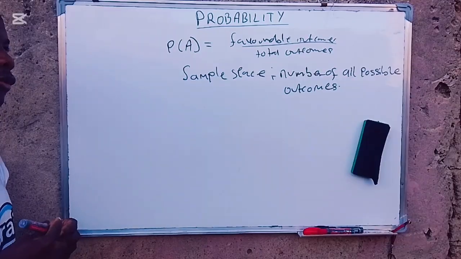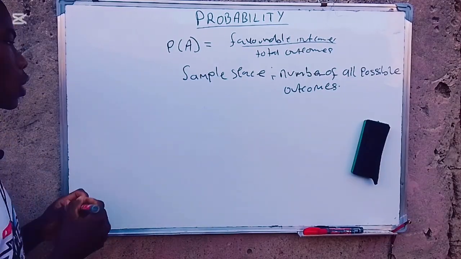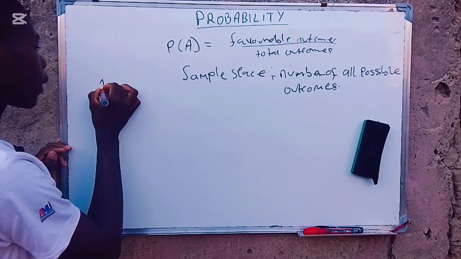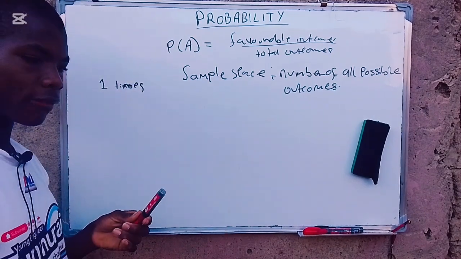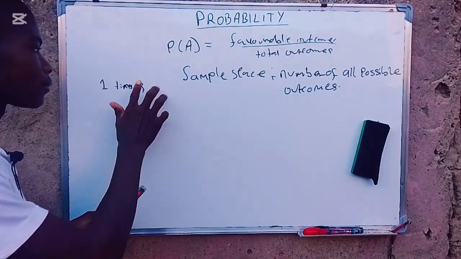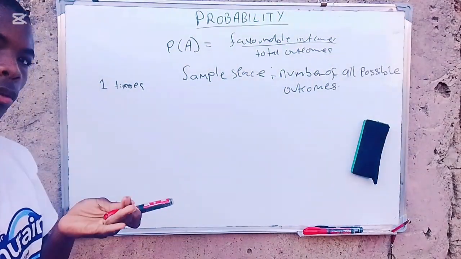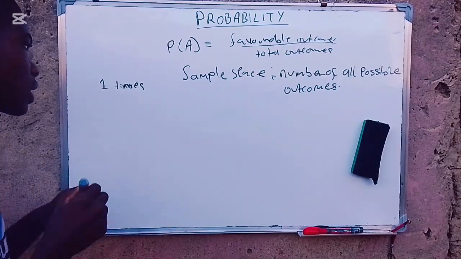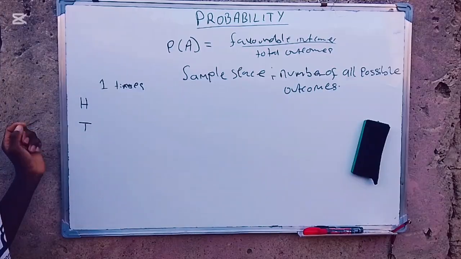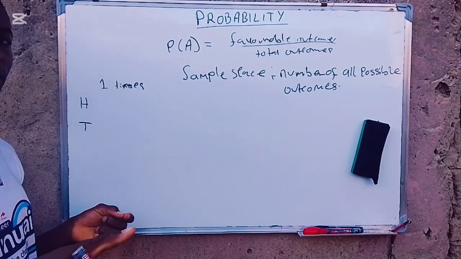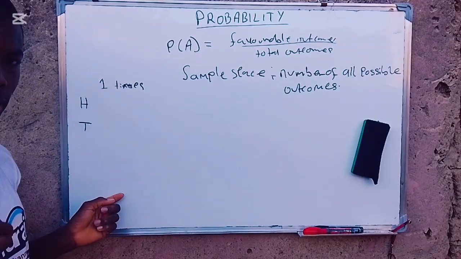So let's say, suppose for example, we are given a coin. We know a coin. Suppose a coin is flipped one time. If we flip a coin one time, we are going to get either the top or the bottom, which means the head and the tail. So the probability of flipping a coin one time, we are going to get only head and tail.